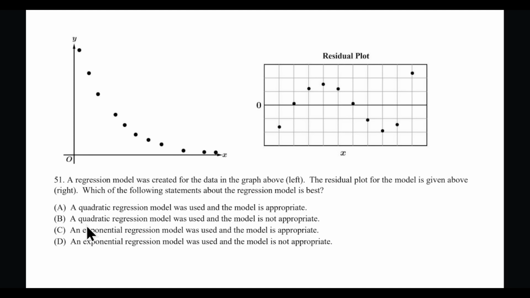So will we say that the model is appropriate? Obviously, the model is not appropriate. And is this exponential or quadratic? Obviously, that's an exponential regression. So it has to be option D, that it is an exponential regression, but the model is definitely not appropriate. So that's how we answer it. Okay.